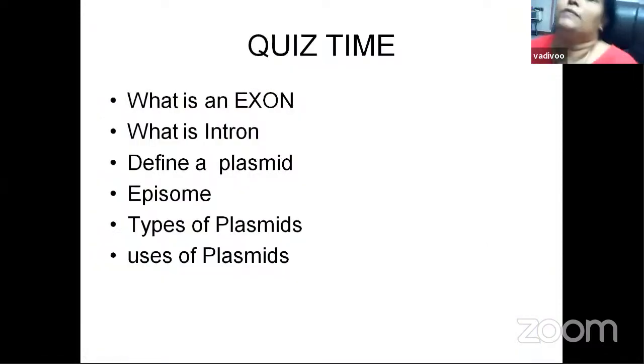These are the things which you should remember. These are the terms we have to be familiar with. What is an exon? What is an intron? What is a plasmid? What is an episome? What are the different types of plasmids? And then what are the uses of plasmids? So these are the gist of plasmids which you have to be familiar with.